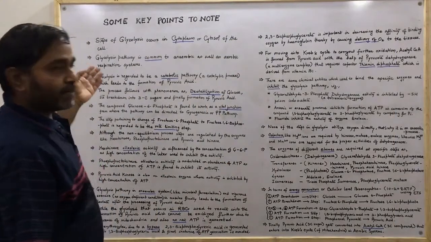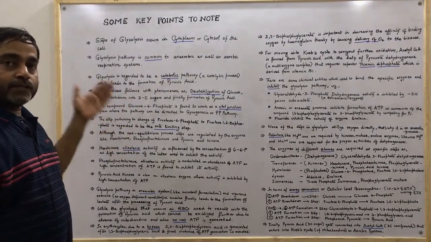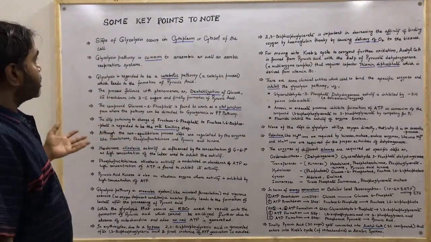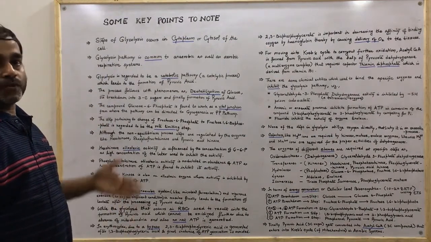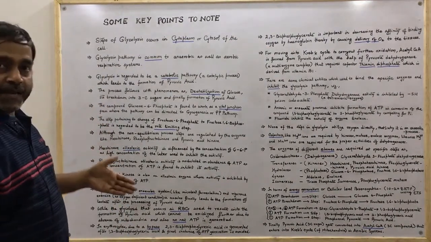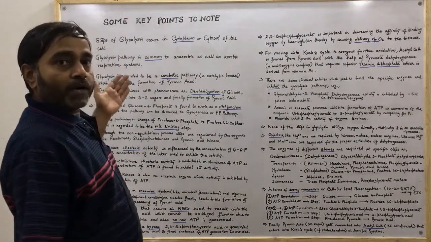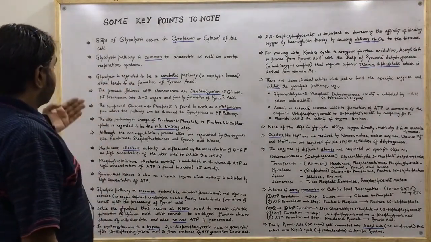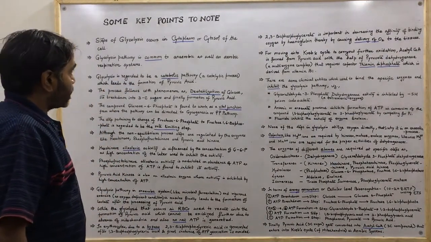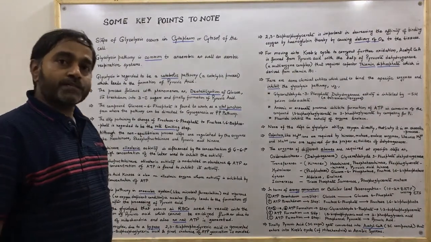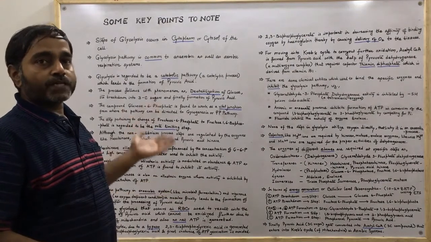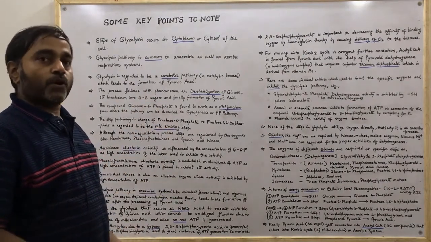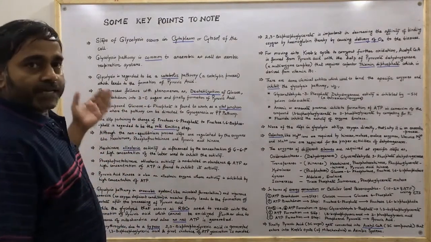Dear students, I have written some key points that you should note down, because these are concerned with this topic, and I have summarized all the facts together in a point-wise manner. So let us see what those points are. Steps of glycolysis occur in the cytoplasm or cytosol of the cell. We already know that glycolysis occurs in the cytoplasm, that is, the cytosol of the cell. And what is the next point?